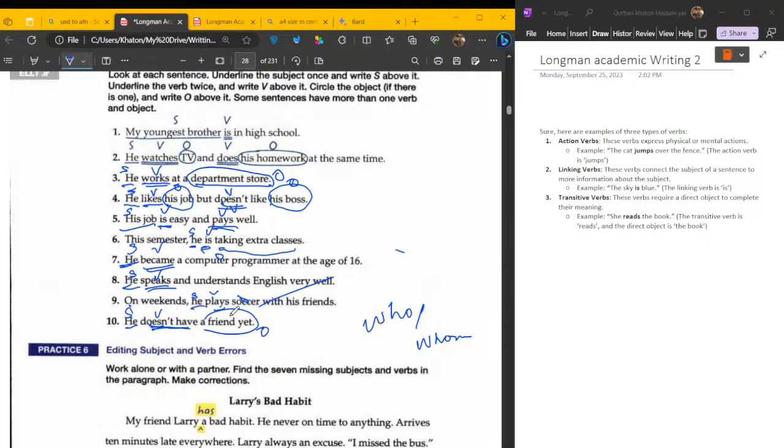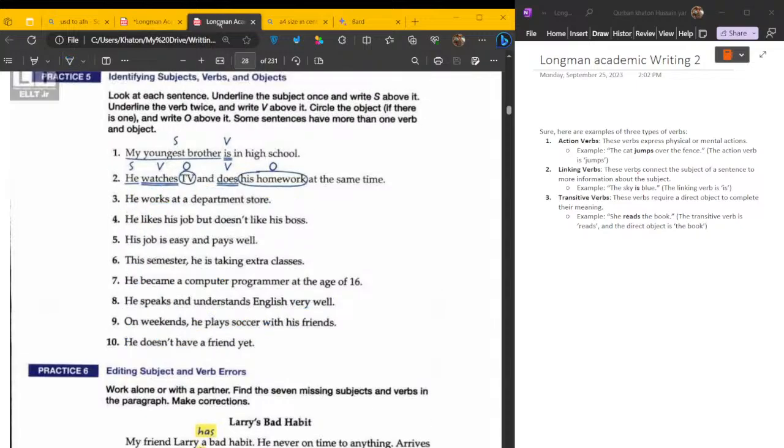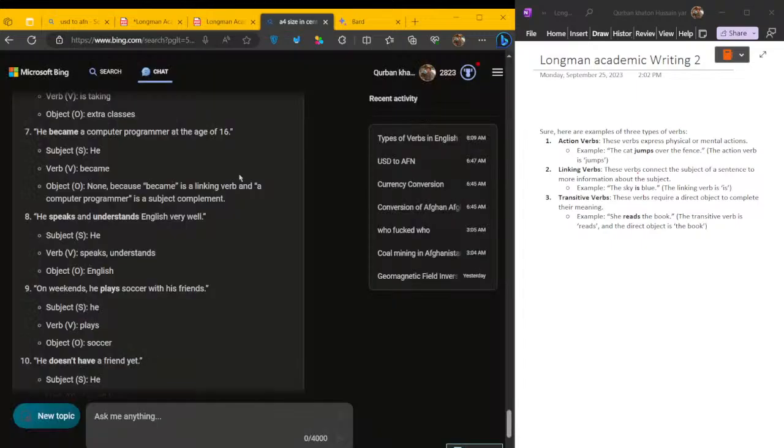On weekends, he plays soccer with his friends. His friends, I'm sure these are the object. Or soccer is rather the object. Yeah, I have written soccer as the object. So, yeah, soccer is the object.